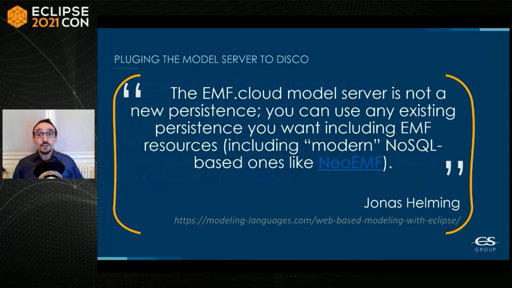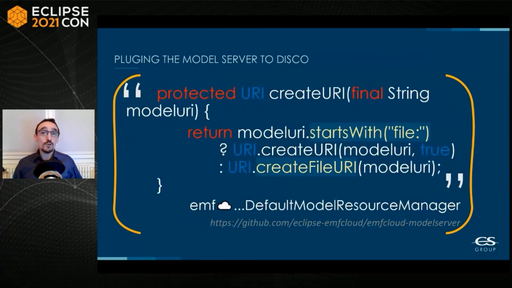In a great article that I suggest you take a look at for starting, Jonas Helming tells us that the EMFcloud model server is not a new persistence. You can use any existing persistence you want, including EMF resources. But when you confront the reality, here's another quotation from the default model resource manager source code. So that's the default resource manager implementation. For non-Java fluent people, it means that if the model URI is not a file, we'll use a file URI instead. So we can't use a non-file URI. So this means we can't use CDO URIs.